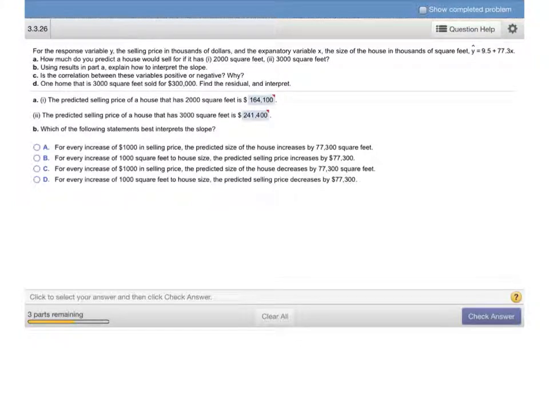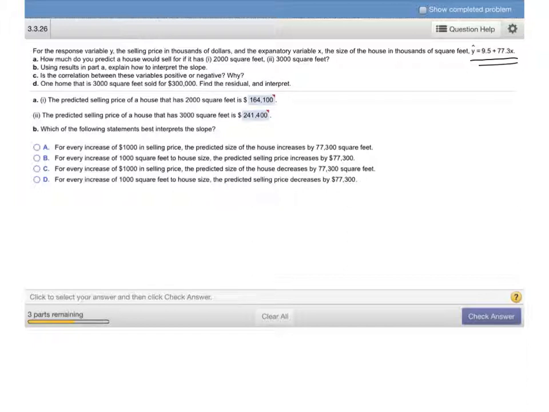Okay, this is a solution to one of the problems from section 3.3. In this problem, we're using the regression line that's given, so we don't have to find that out. But we do have to pay attention to the units because this is a problem in the context of what the variables stand for.